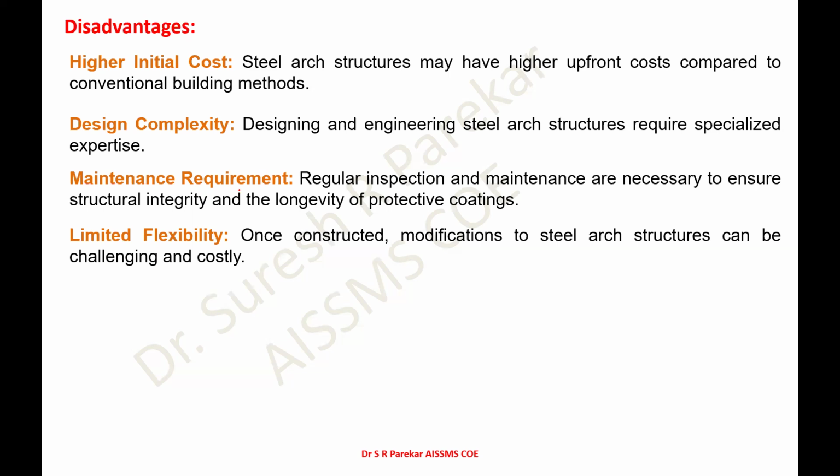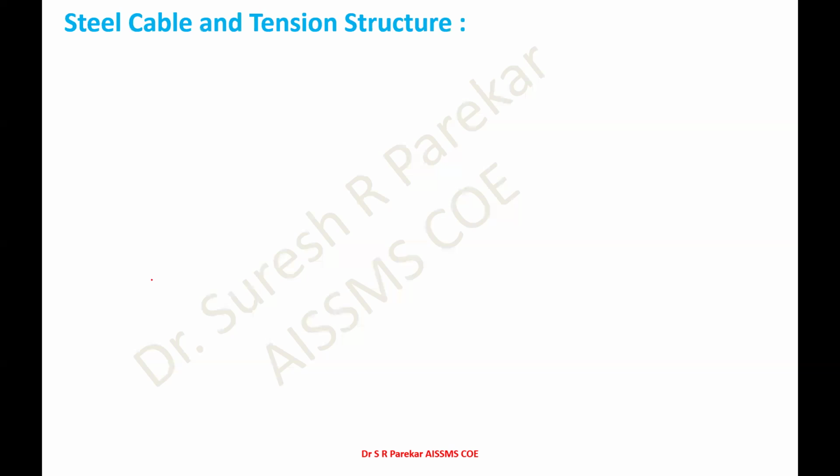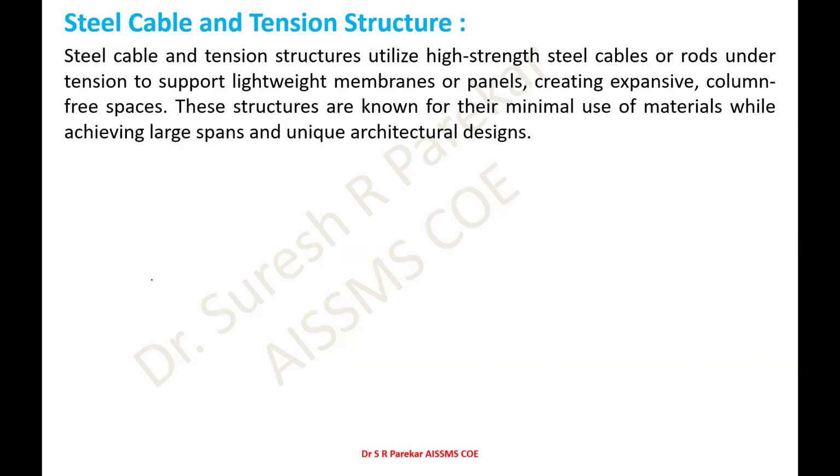Then limited flexibility in this one. With trusses we can have flexibility, but here we have limited flexibility and it is costly, because skilled labor is required for the construction of these steel structures. Then we can say erection. In steel structures, generally we talk about erection. Then steel cable and tension structures. Here we require very skilled labor, and these utilize high strength steel cables, and the weight is very low.